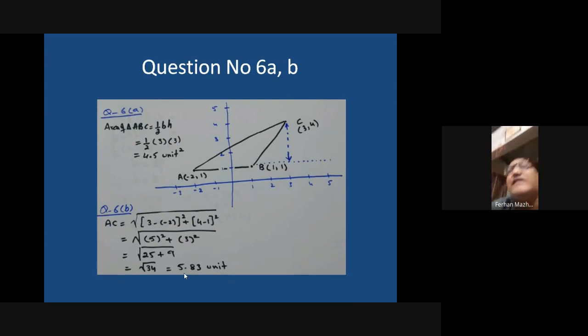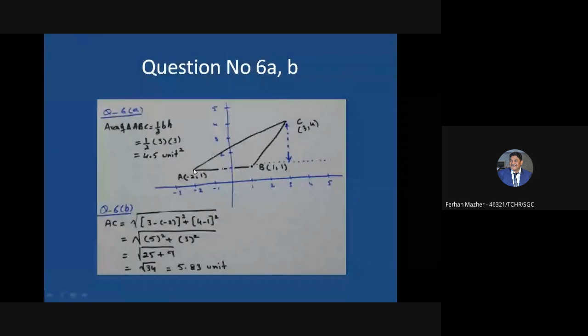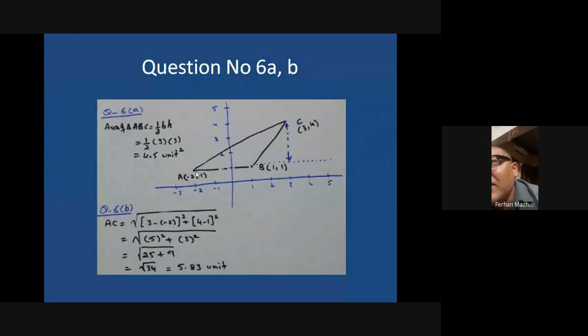So you can see that I have plotted the points given in the question. AB, I'm taking this as a base, and this base is 3. It is 3 from -2 to 1. So that base is 3.